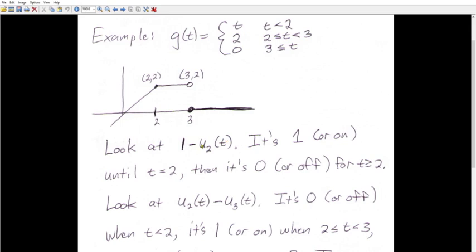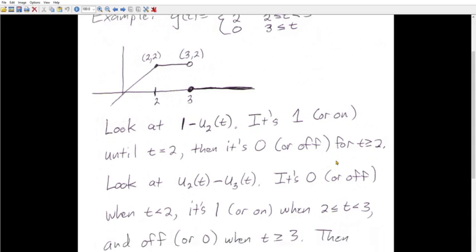And I want to look first at 1 minus u2 of t. What you'll notice is that the u2 of t comes to us because we want to change what's going on at 2. Now, if you look at 1 minus u2 of t, it's 1, or on, until t equals 2, in which case u2 of t turns on and you get 1 minus 1, which is 0. So this whole mess is now off for t bigger than 2.